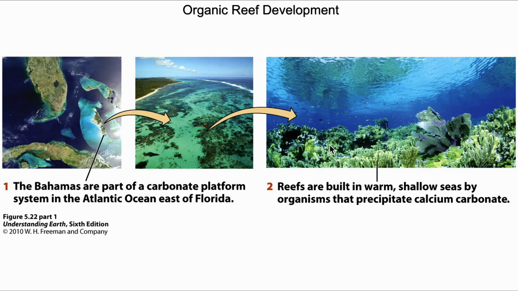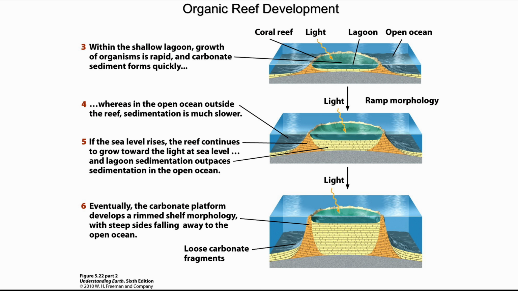Zooming in, we can see that reefs are generally built in warm, shallow seas by organisms that precipitate calcium carbonate. Reefs do occur in lakes. They also occur in cold marine water, such as that off of southern Australia, but that's relatively rare compared to these warm, shallow water carbonates. So in the case of the Pacific, we have volcanoes popping up sporadically.